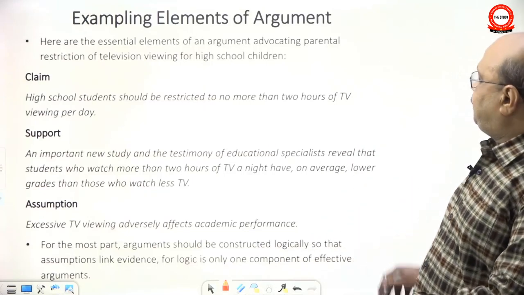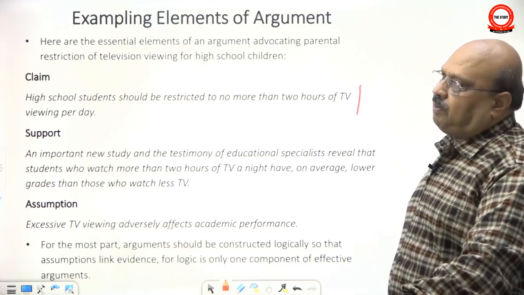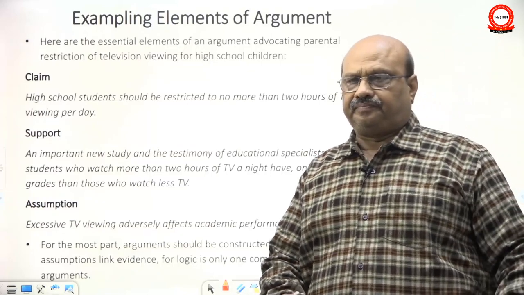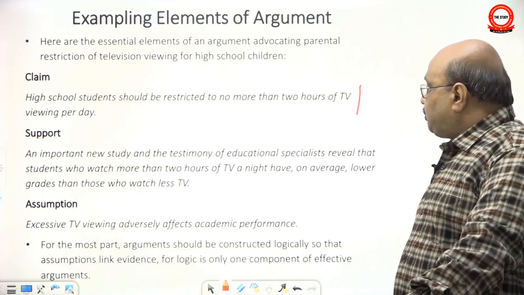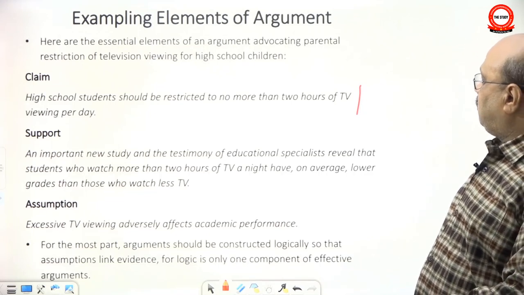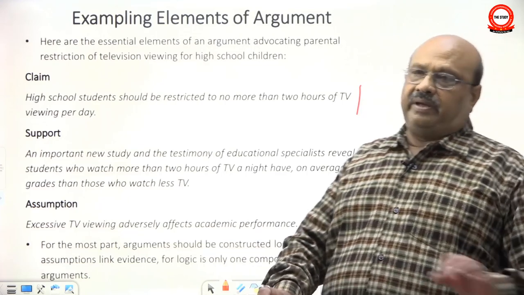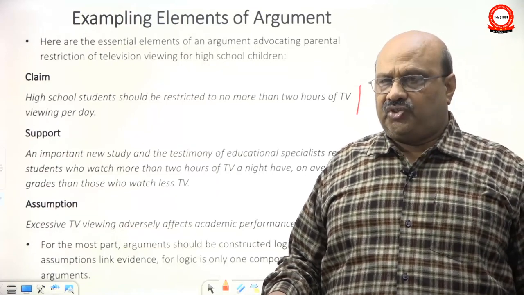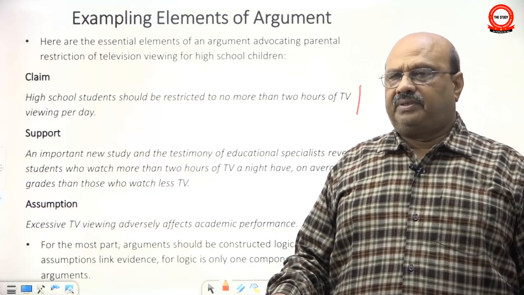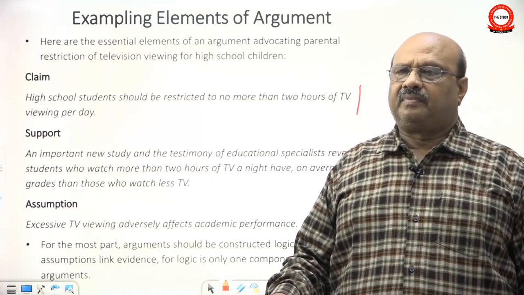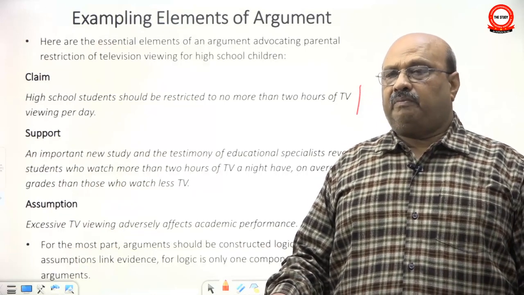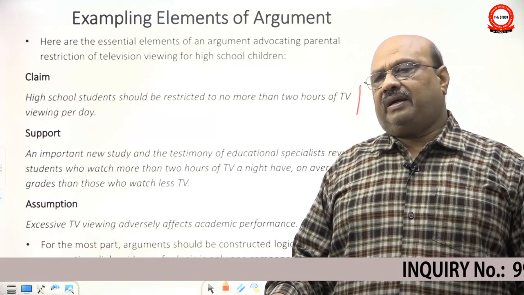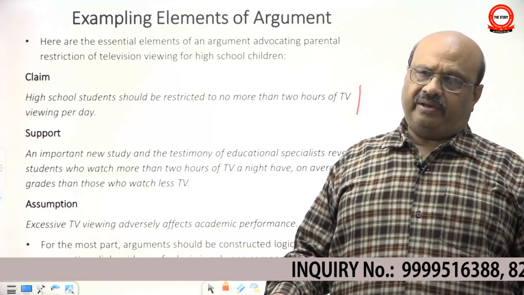So, this is the claim, you see. This is a problem for high schools or for high school students. High school students should be restricted to no more than 2 hours of TV viewing per day. You know, television is a major concern for high school teachers, and it is a major issue for high school students. Students who spend more than 2 hours watching television do so only at the neglect of their studies.